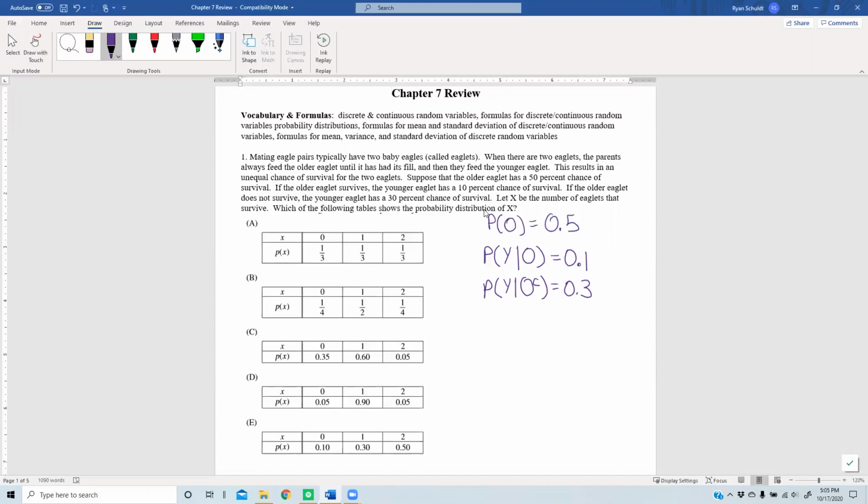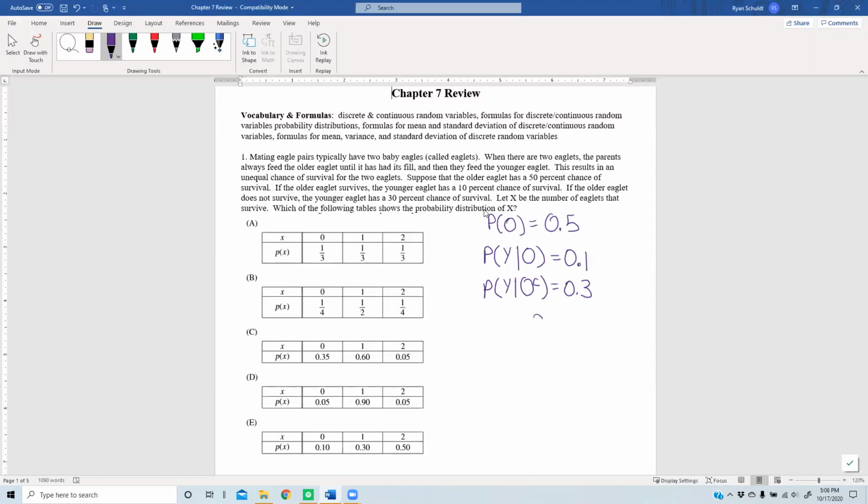Let X be the number of eaglets that survive. Which of the following is the probability distribution of X? Okay, so notice I don't have X's here. I'm using O for old, Y for young, and so on. Now, what we're going to do to help us solve this is to create a conditional probability table.